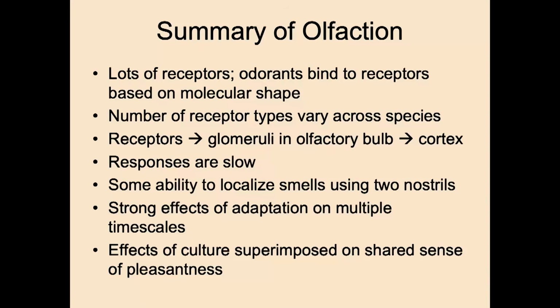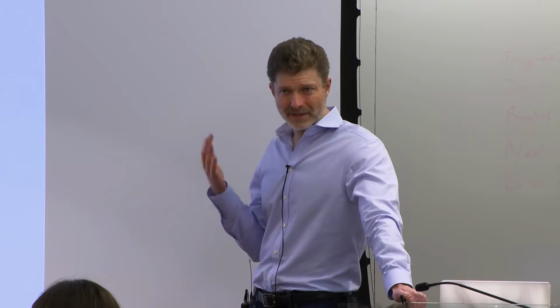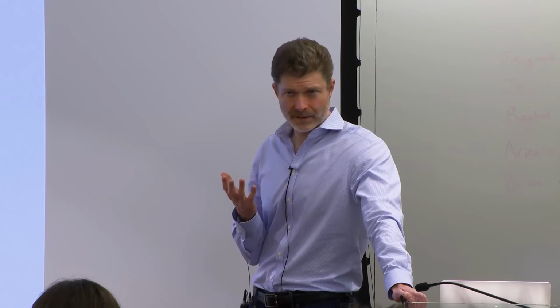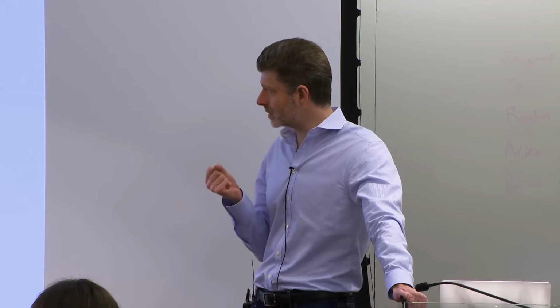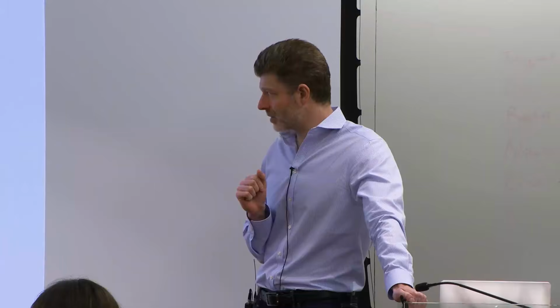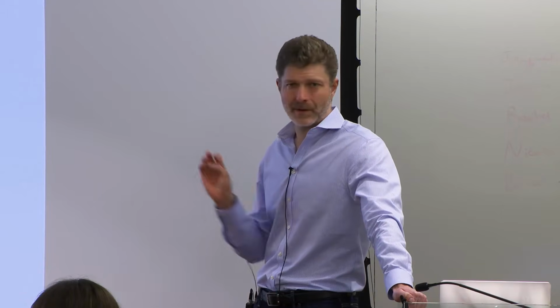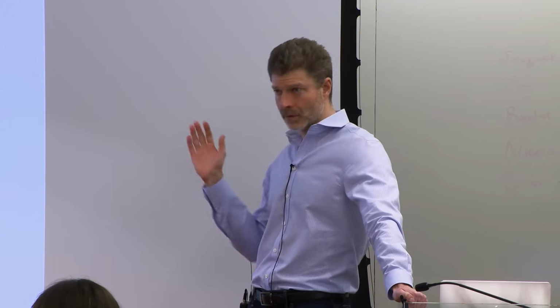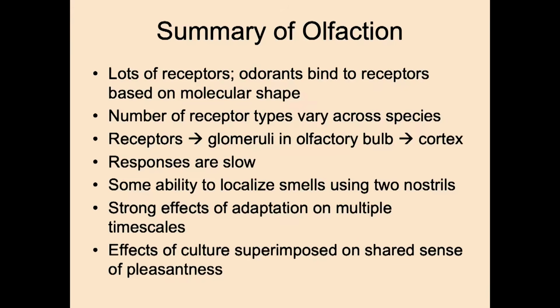The general structure of the system is that the receptors project to glomeruli in the olfactory bulb, which then projects to the cortex. We talked about how responses are slow, so that's a difference between the olfactory system and the other sensory systems that we talked about. We have some ability to localize smells based on the fact that we have two nostrils. There are strong effects of adaptation that happen on multiple time scales, including some over weeks. And there are effects of culture that are superimposed on a shared sense of pleasantness.